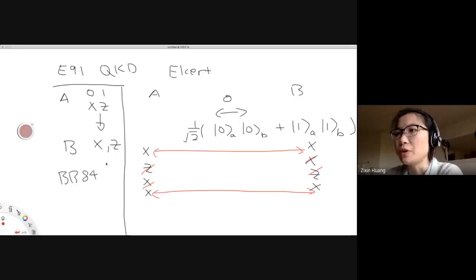You might ask, so what's the difference between these two protocols? The difference is that in BB84, Alice is randomly generating the classical bit at the beginning. In E91, that randomness generation is replaced by the randomness in the measurement. If Alice is measuring in the 0, 1 basis, she doesn't know in advance whether the state will collapse to a 0, because these two outcomes would occur with equal probability.